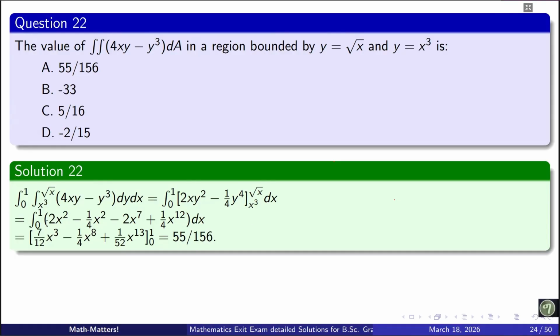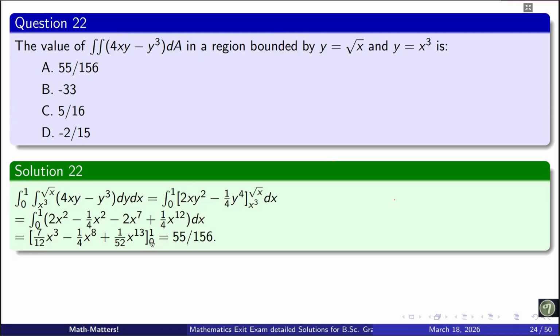Then again integrating this one and evaluating it from 0 to 1, we have, for example, if we start from this one, the integral of 2x squared with respect to x would be 2 times x cubed over 3 here. Okay, then 1 over 52, that's simply 13 times this thing. Therefore, when we evaluate at 1 here, we have 7 over 12 minus 1 over 4 plus 1 over 52, which is equal to 55 over 156.